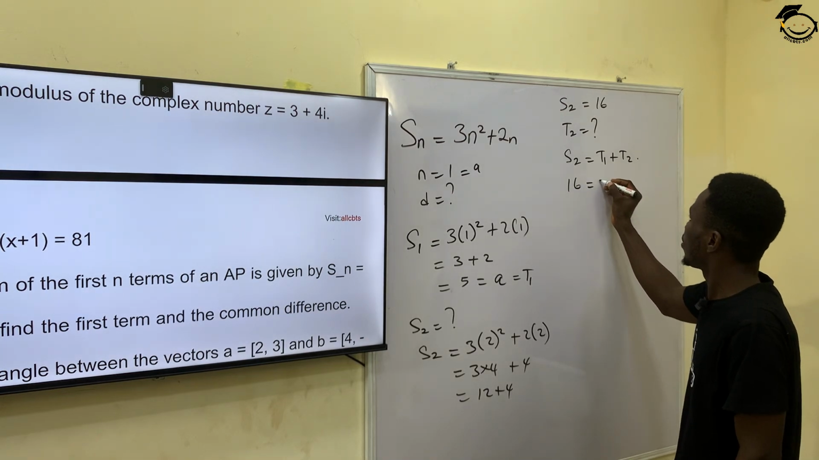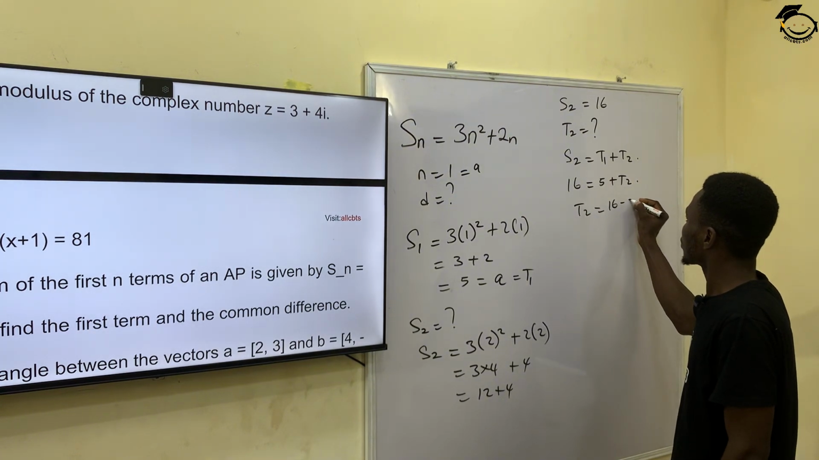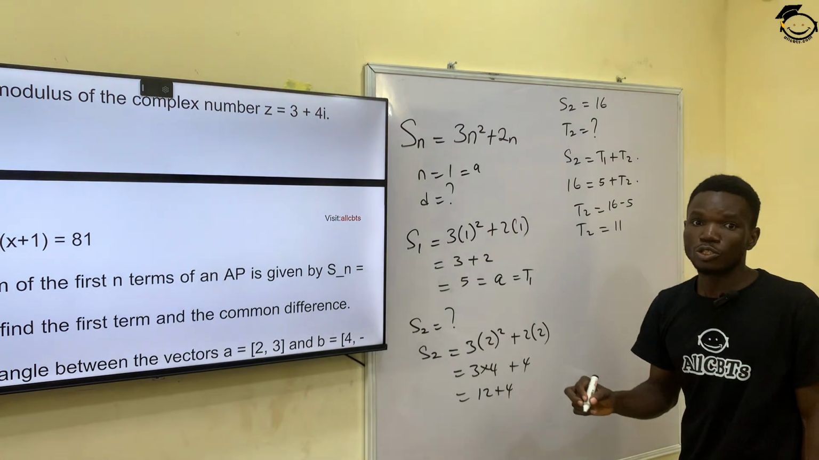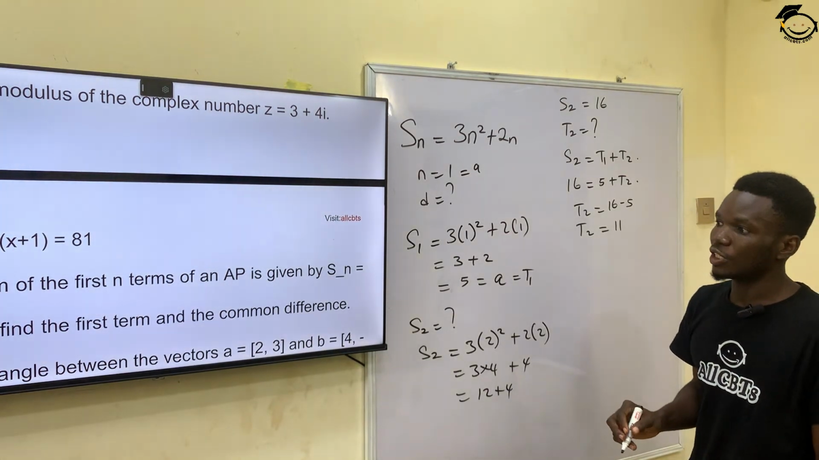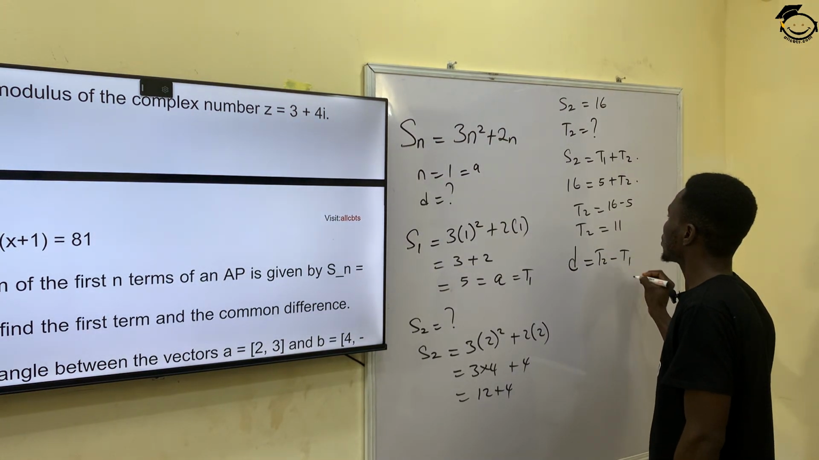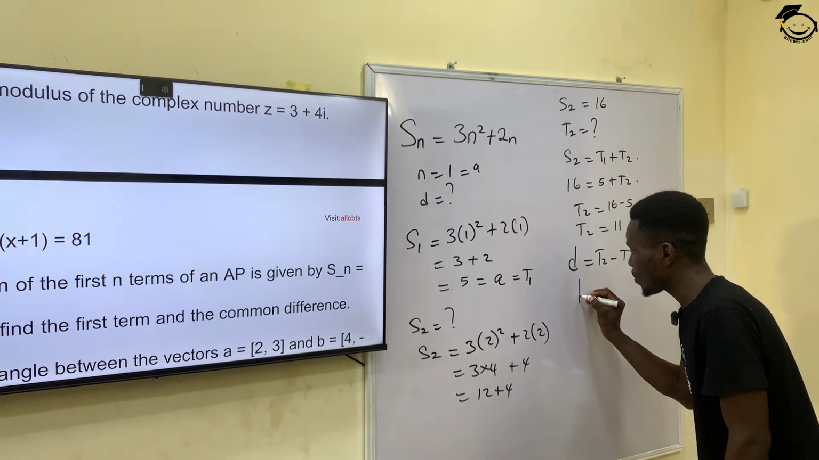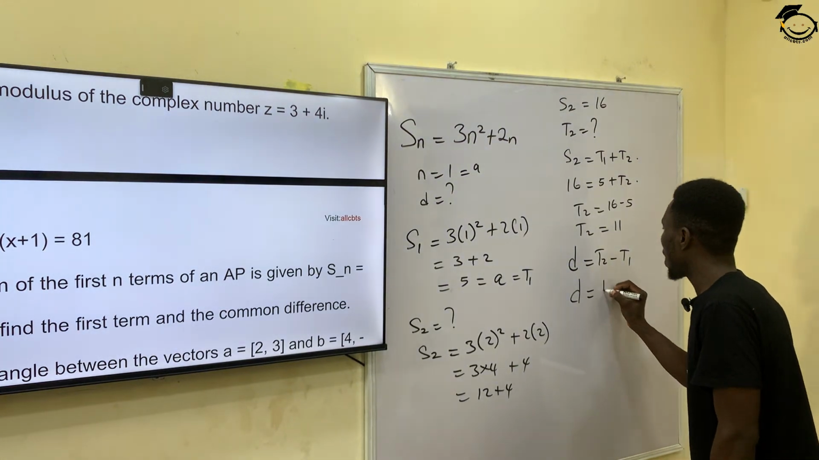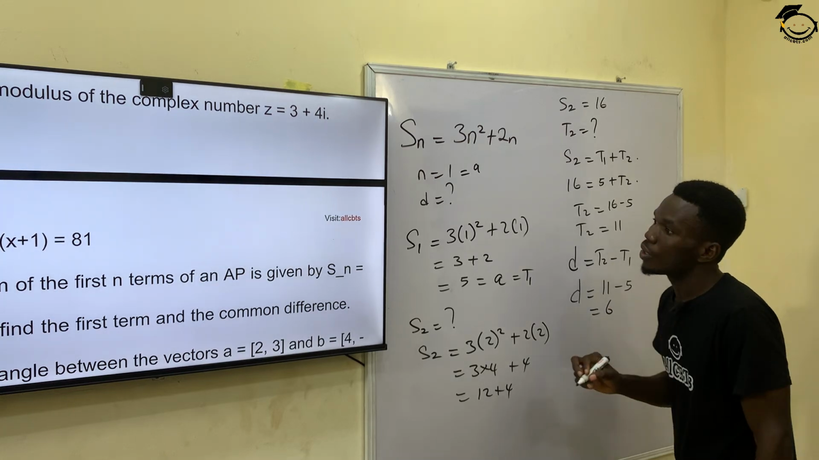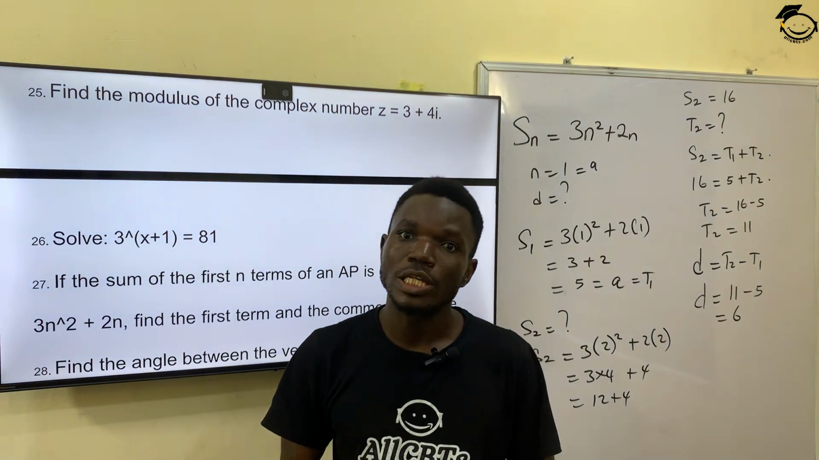So since S2 is equal to T1 plus T2, this means that 16 is equal to what? 5 plus T2. It means that my T2 is equal to 16 minus 5, and my T2 is equal to 11. So if my T2 is 11, I can then find my common difference, because my common difference, D, is equal to T2 minus T1. And if my common difference is T2 minus T1, this means that my common difference is equal to 11 minus 5, and that will give me 6. So it means that the first term of this particular AP is 5, and the common difference is 6.